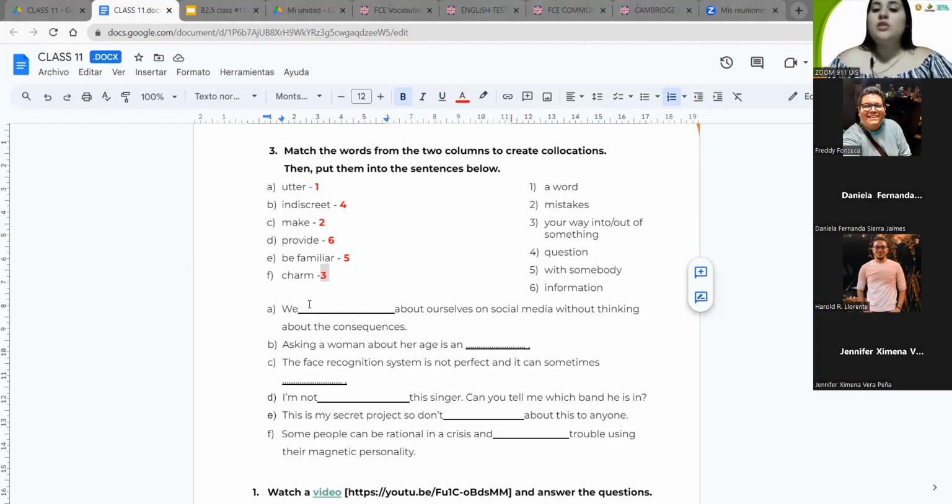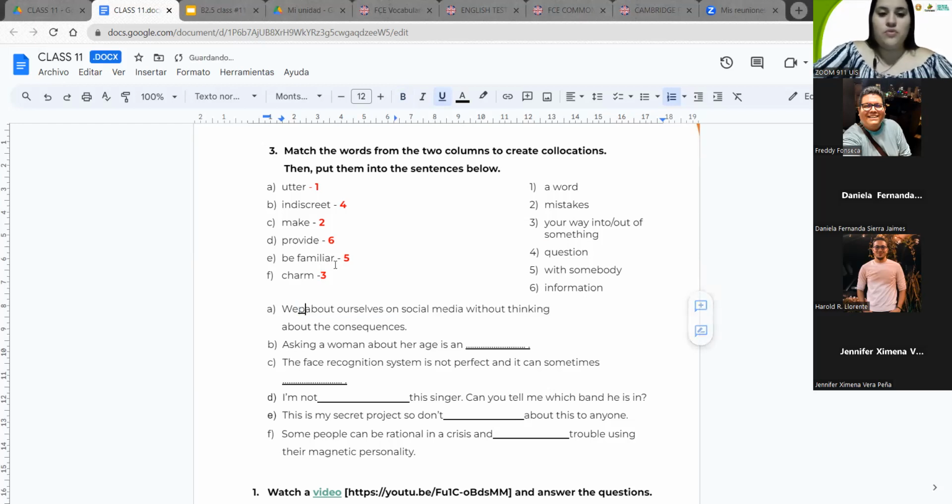We provide information about ourselves on social media without thinking about the consequences. We what? We provide information. Provide information. Yes. So we provide. Do you like to share a lot of information about yourselves on the internet?